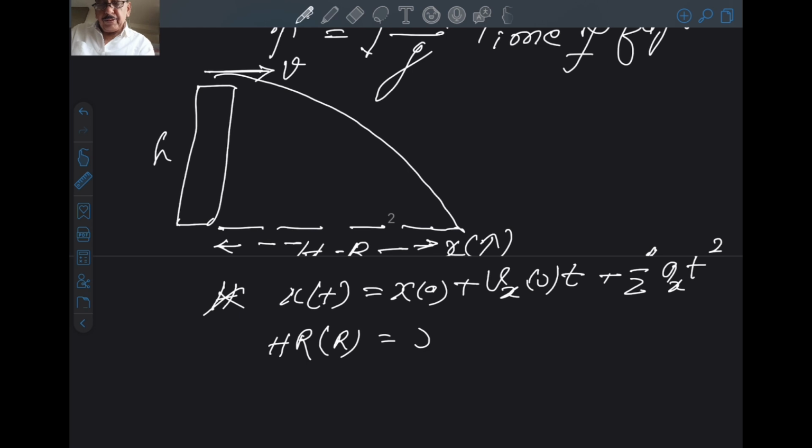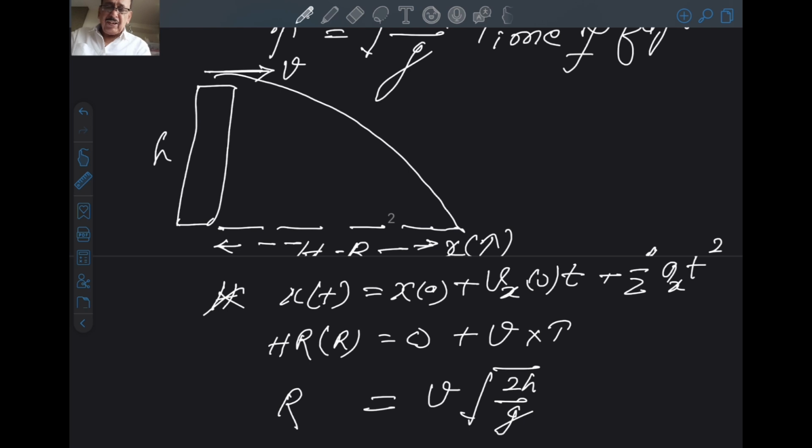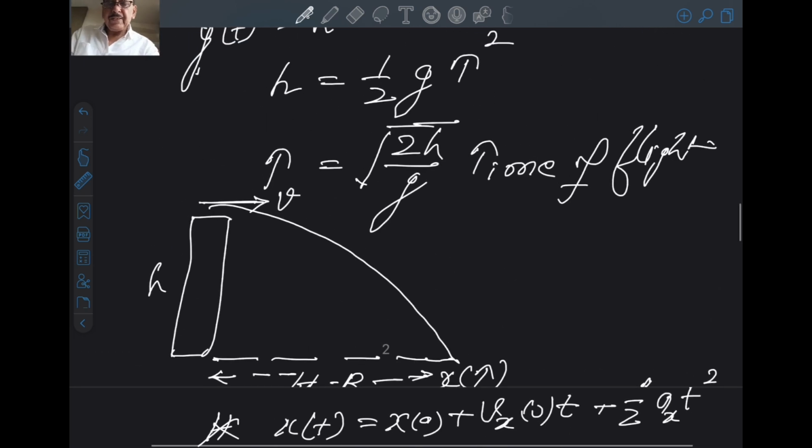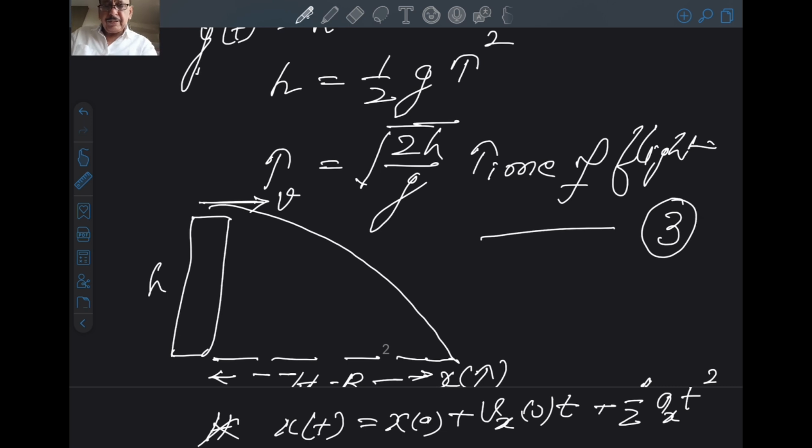This becomes 0. This becomes v, and it becomes t. Now we put the value of t. So definitely it is v under root 2h upon g. This is called range or horizontal range. This is the second formula that is useful. So the first one is the time of flight. This is equation 3 and that is equation 4.